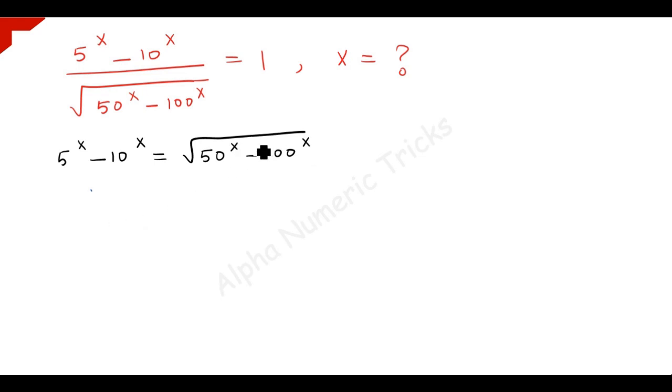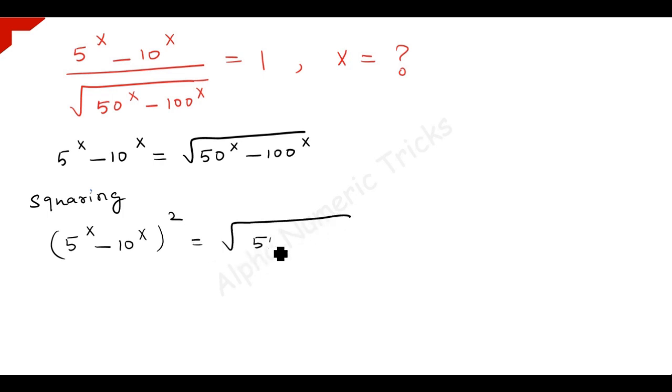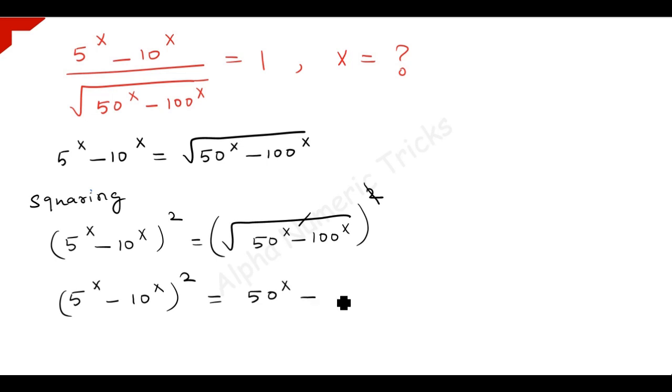Okay, to remove this square root, we have to square both sides. We have (5^x − 10^x) the whole squared is equal to the square root of (50^x − 100^x), the whole square. So this square and the square root get cancelled. So we have (5^x − 10^x) the whole squared is equal to 50^x − 100^x.